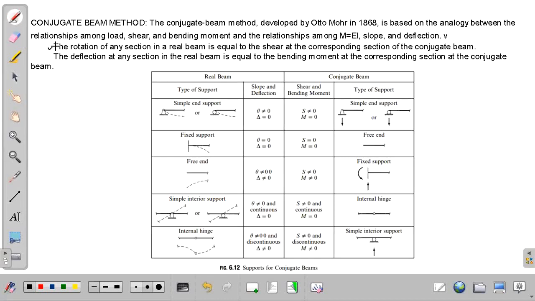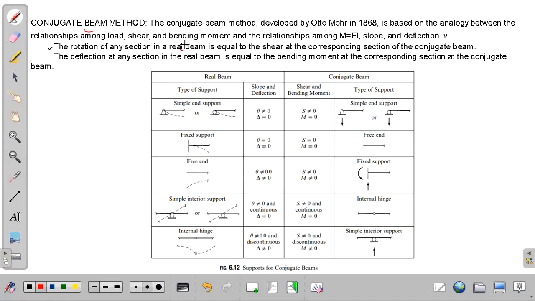the rotation of any section in the real beam is equal to the shear at the corresponding section of the conjugate beam. So if you're looking for the rotation of the real beam in the problem, you're going to solve for the shear in the conjugate beam. That shear in the conjugate beam is now the rotation of your real beam using this method. Okay? So if you want to solve for the rotation of any section on your given beam, you just have to solve for the shear on your conjugate beam. That shear corresponds to the rotation of any section in the real beam.